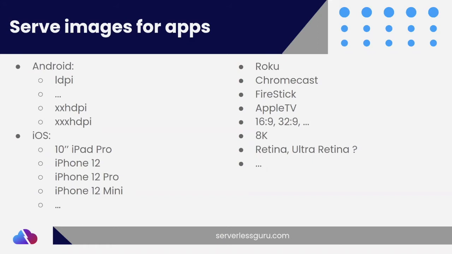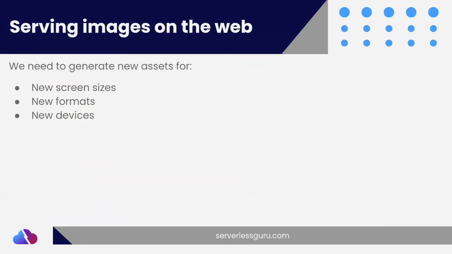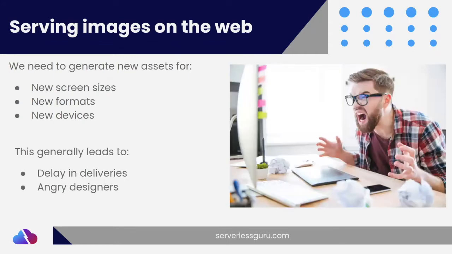And so what happens to your little picture tag in that case? There's a new device that comes out. Let's say that next month Samsung announces a 16K TV, and then suddenly, oh no, all my images, I have to redo them. So you need to generate assets for new screen sizes, probably new formats, new devices. And where does that lead to? That leads to angry designers.